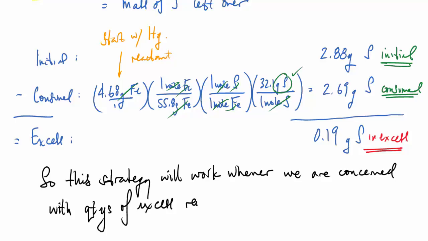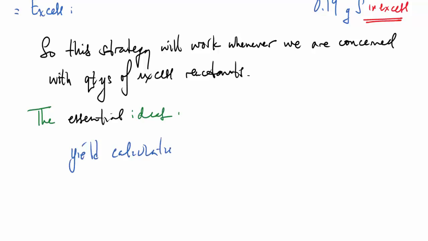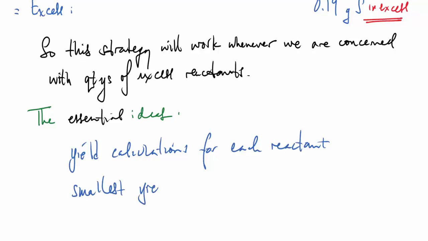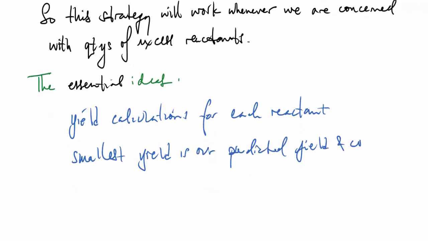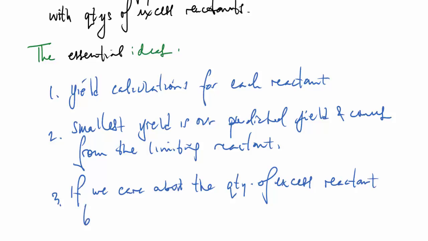Here are the essential ideas, the things you shouldn't forget. The first essential idea is you need to do a yield calculation from each reactant. Second idea, the smallest yield is the predicted yield, and that one comes from the limiting reactant. Why? Because by the time you've made that much, you've used all that reactant up and you can't make any more. Consequently, any yields over that are impossible. And the last idea, if we care about the quantity of excess reactants left over, then use ice. Ice, baby.